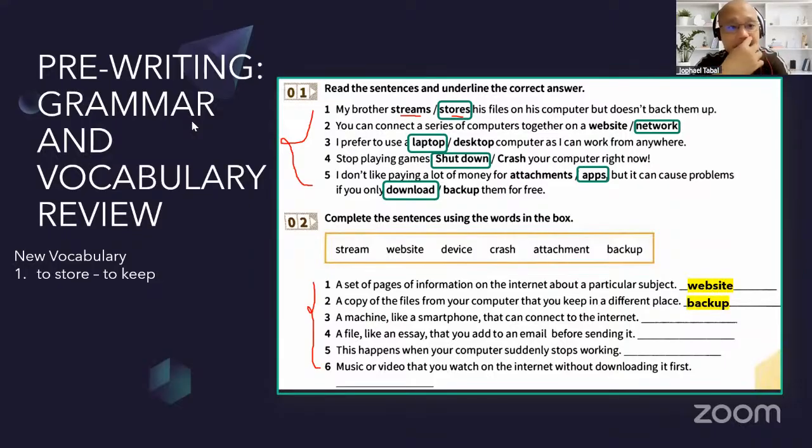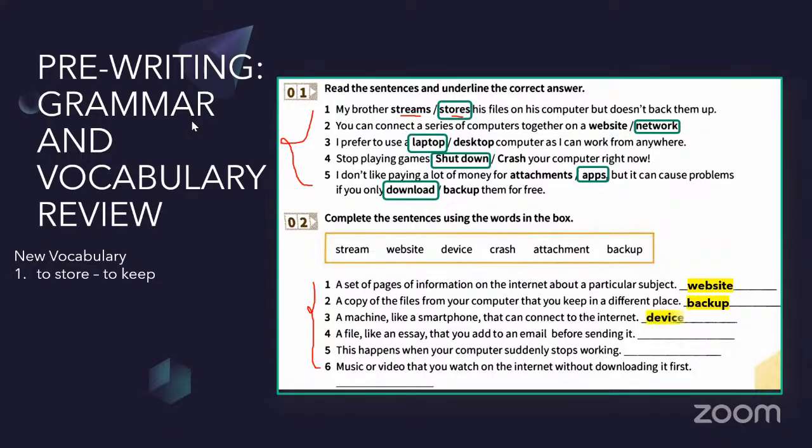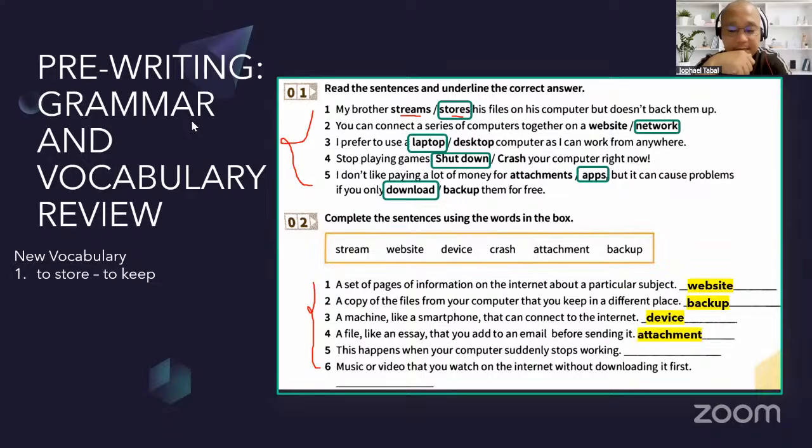It means that you store the files in a safe storage. Okay, safe. All right. How about number 3? What's your number 3? Device. Number 3 is device. And number 4. Another word, stamp. That should be attachment. Okay, attachment. How about number 5?